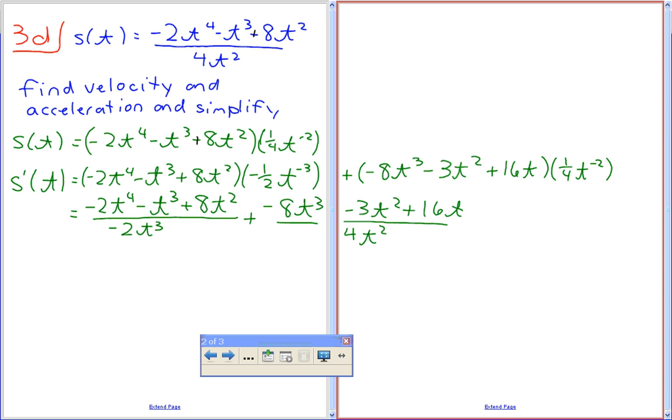Go ahead, Michael. Would it have been a lot smaller if you just distributed the 1/4 t to the negative 2 into the other one? Yeah, and that can work too. So what you're saying is, I like to get rid of the negatives, that makes sense for a good idea.